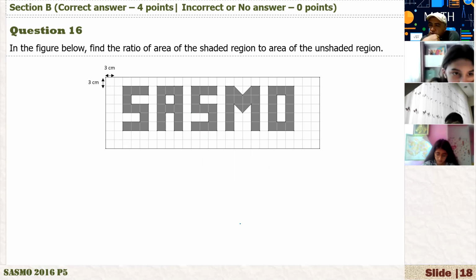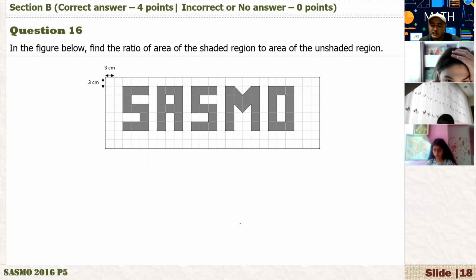Nigar, did we see a similar question before? I think in geometry we did it, but no, not in geometry, exactly like this question. No, right? Okay. Well, Nigar, can you read the question? In the figure below, find the ratio of area of the shaded region to area of the unshaded region. Okay. Here, find the ratio of the area of the shaded region to the area of the unshaded region.